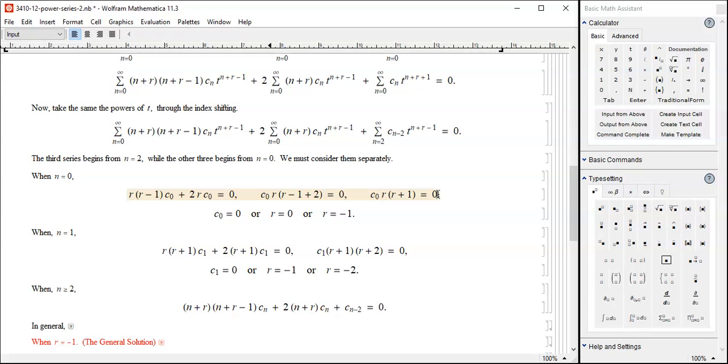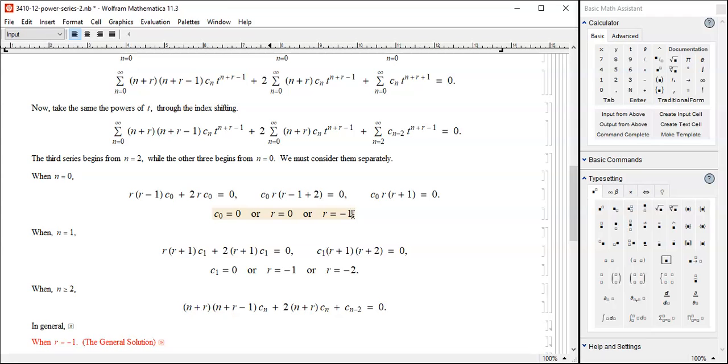Plug in n equals 0. So n is 0, 0 plus r, and n is 0, so r minus 1. Here, n is 0, so just 0 plus r. So we get the first equation here. And then simplify. Factor C0 out, and we get this factorization. Factor r out, we have r minus 1 plus 2. So you get r is equal to 0 or r is equal to negative 1. So that's what we get from n equals 0.